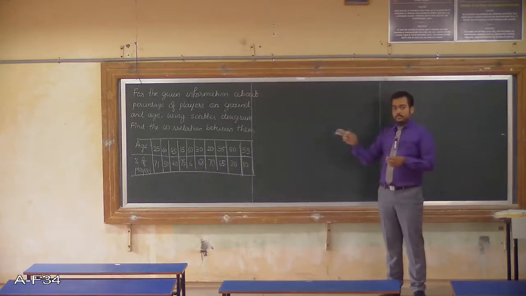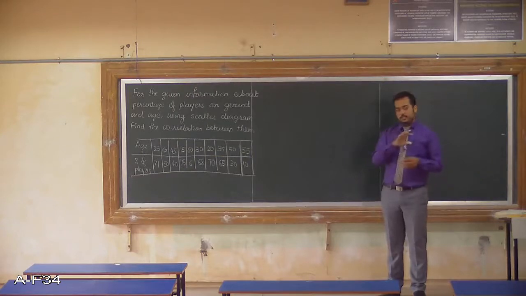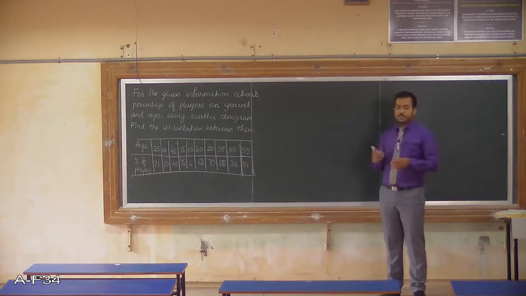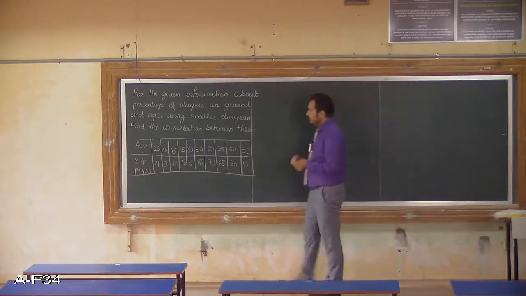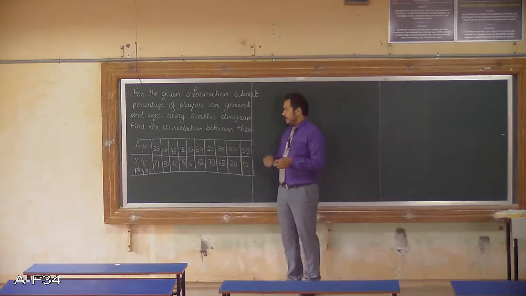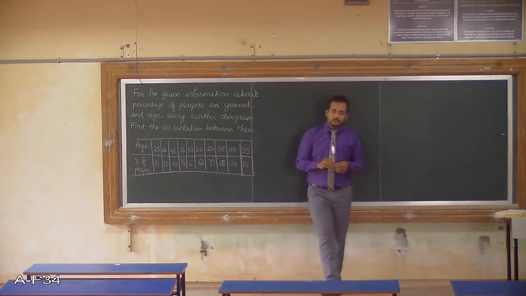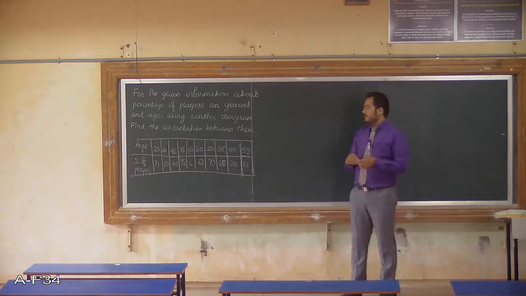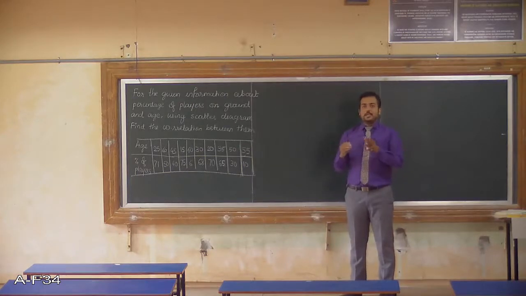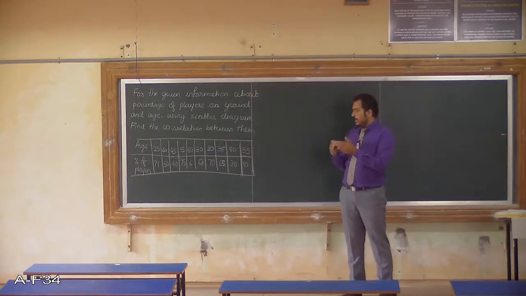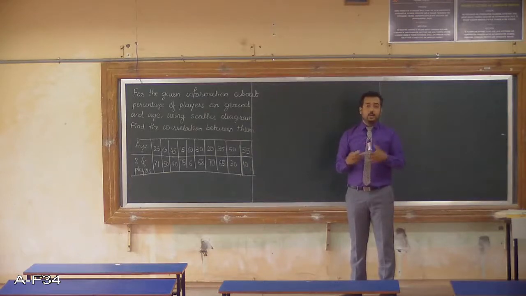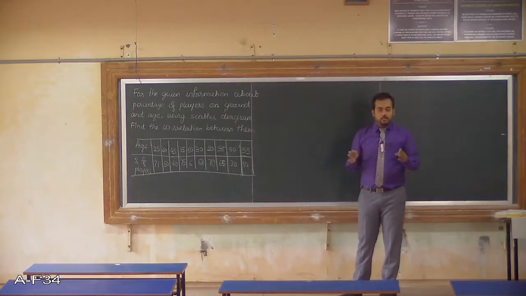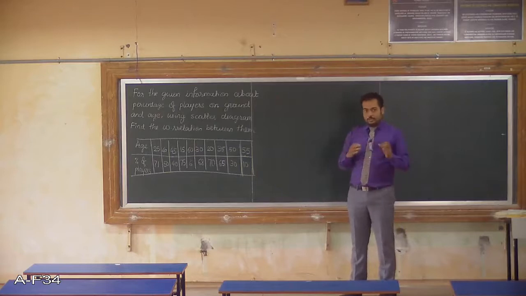So these are the two given data. Age is given along with its percentage of players on ground. Using a scatter diagram, we have to find a correlation between them. We need to check how the percentage goes on increasing or decreasing as age changes. Is there any kind of correlation of low degree, high degree, or perfect, or is there no correlation? This is what we need to check.